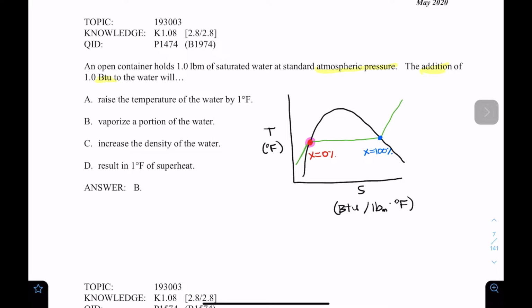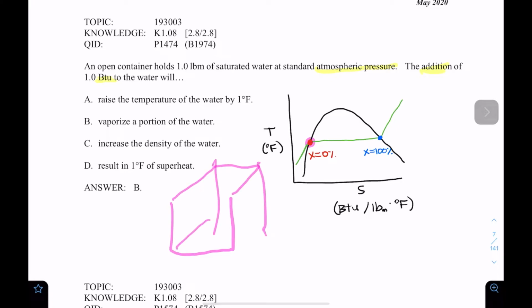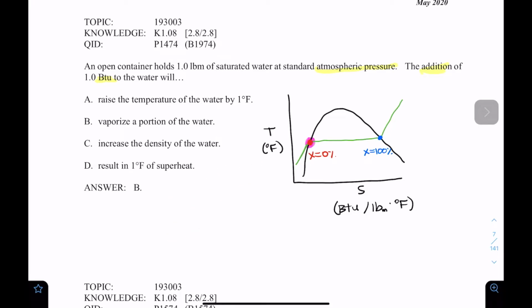That's where I'm at. It doesn't matter how much I have or where I have it. It can be a container, it can be anything, right? I have the water here. But where am I in this diagram? I'm there. It can be 1 pound, 2 pounds, it can be anything.